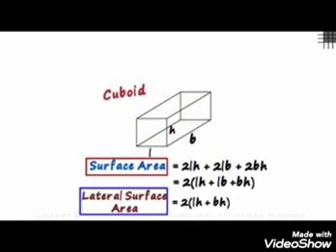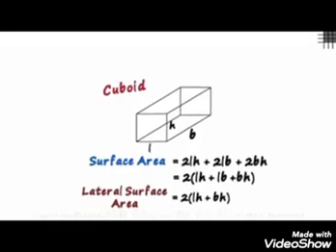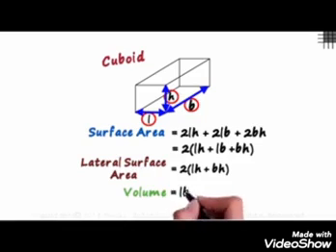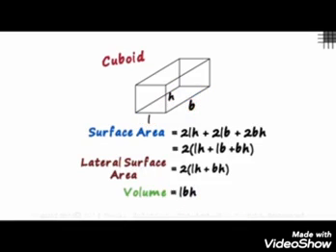So these are the two types of surface areas we had to understand. The last concept is that of its volume. The volume of a cuboid is simply the product of its length, its breadth, and its height, LBH. To be more specific, it is the area of its base times its height.